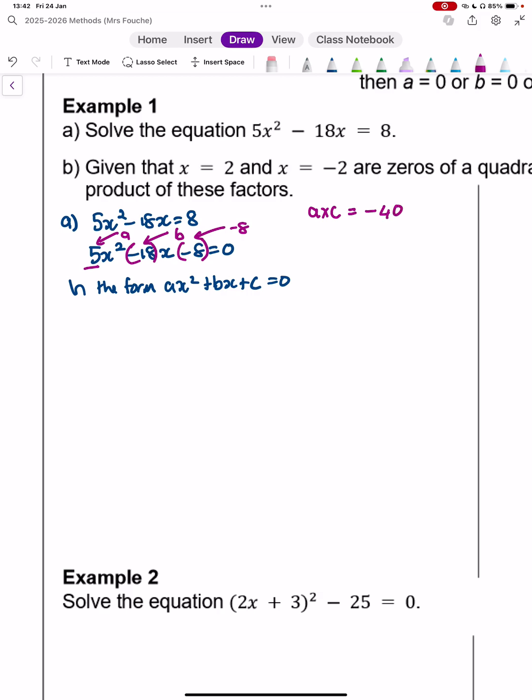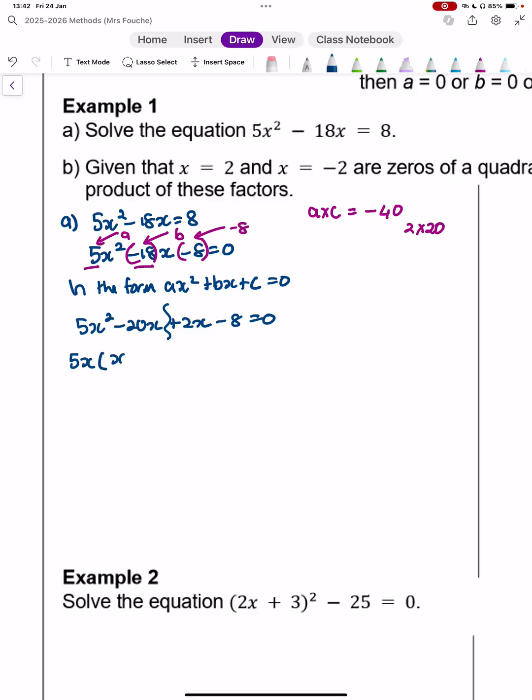And I need to look for all of the factors of 40, which could add or subtract to give me my negative 18. And I can see immediately that 2 times 20 could be rearranged to be negative 20 plus 2, and that would give me my negative 18. So I'm going to write that as 5x squared minus 20x plus 2x minus 8 equals 0. Notice I'm expanding my minus 18, and then I'm going to factorize by grouping.